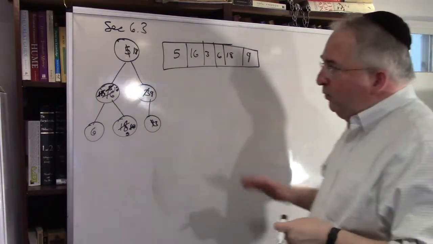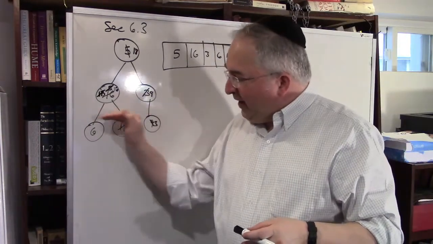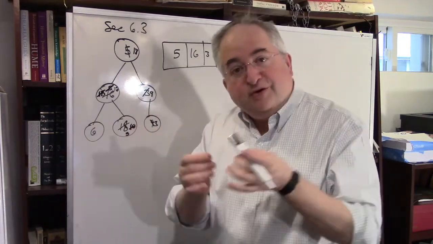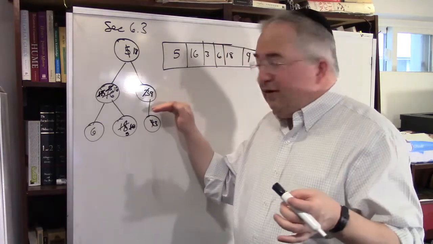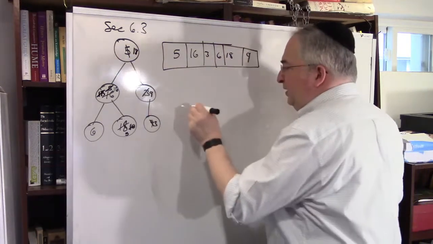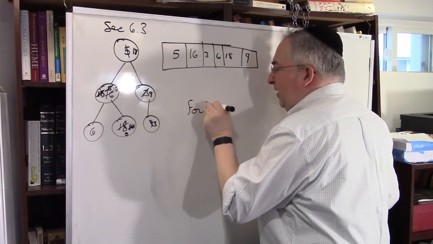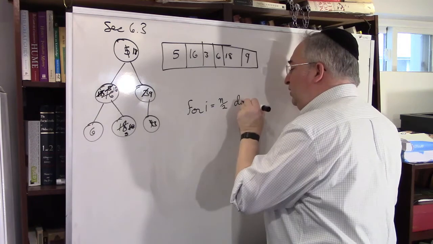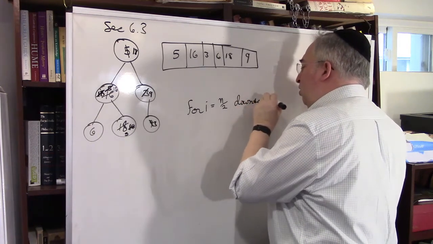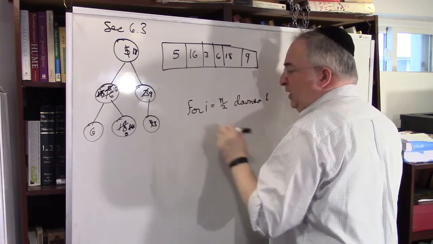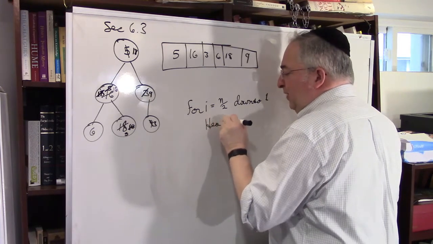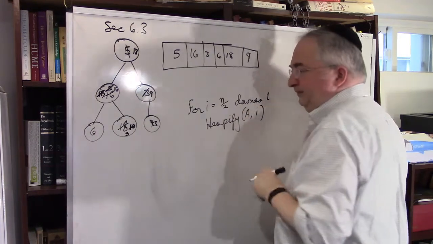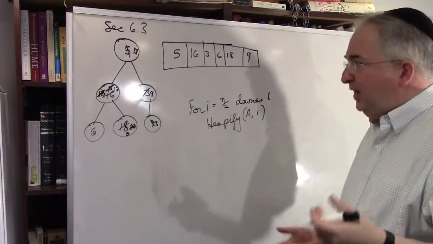Okay. So what we do is we go, the bottom half of the n elements are already heaps, because they're leaves. What we do is, for i equals n over 2 down to 1, we call Heapify of A comma i. That's it. At the end, you got a heap.